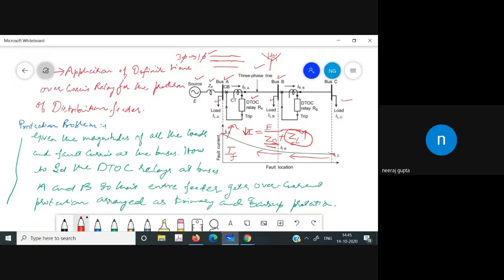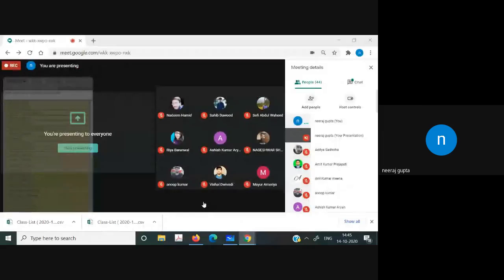So as we move towards the source, the fault current increases. So this is the problem statement, and you have to solve it. Today we can stop the lecture here.